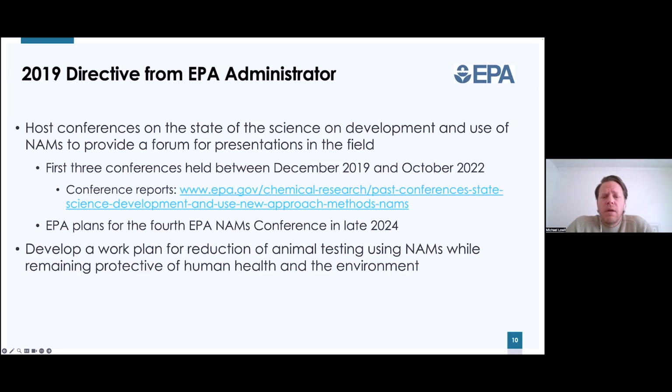Another priority in the directive was the development of a work plan focused on the development, testing, and application of methods that will allow for the reduction in whole animal testing while remaining protective of human health and the environment.